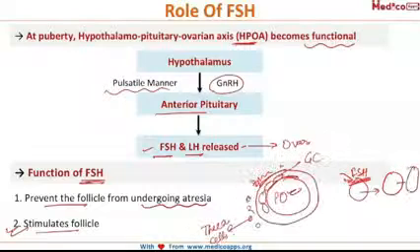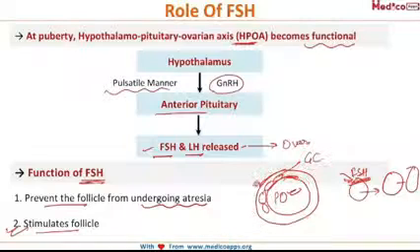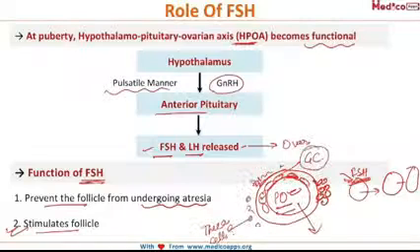Now if you try to recall the structure of the primordial follicle that we have discussed just now, we have a primary oocyte, and this primary oocyte is surrounded by the granulosa cells, the flat cells. Outside this, the theca cells are present. So this primordial follicle has got two types of cells, the granulosa cells and the theca cells.